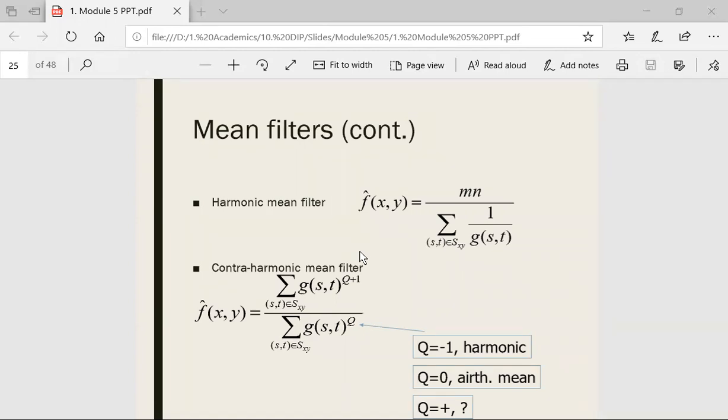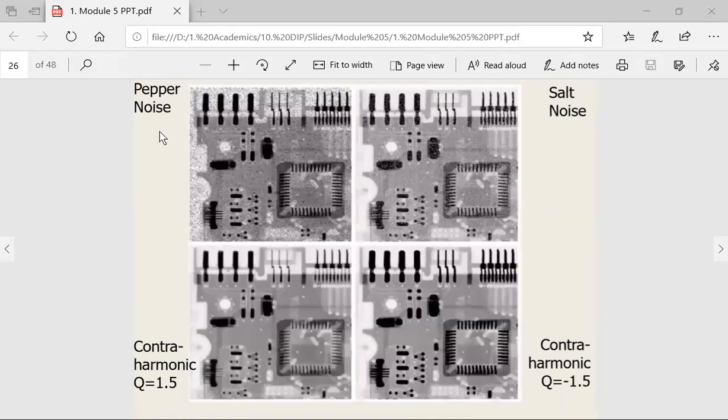It is based on what type of values you take to remove the noise in the image, that is pepper noise and salt noise. So how will the contra harmonic mean remove the noises in both images? For pepper noise, the contra harmonic mean works fine, and then for salt noise, that is salt and pepper noise.